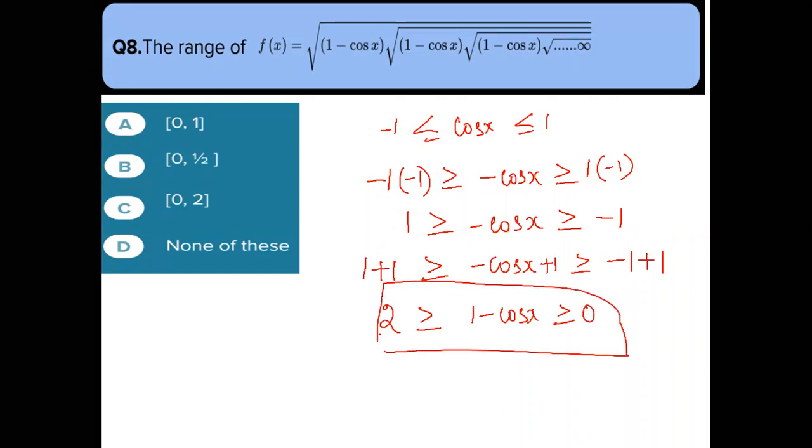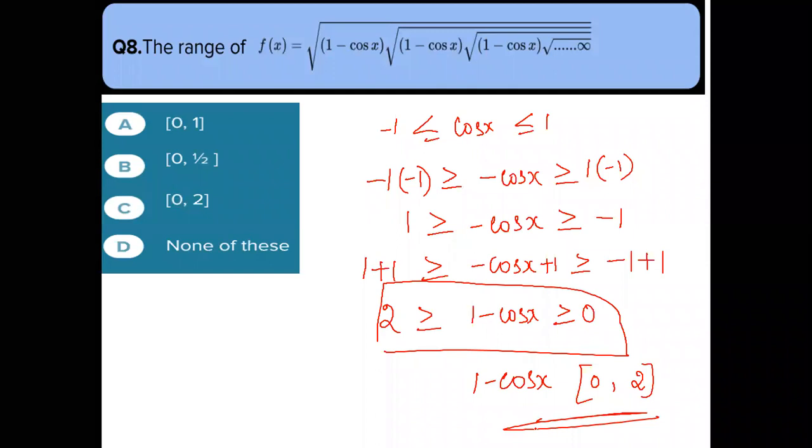So 1 minus cos x in a range, what is the range of 1 minus cos x? It is nothing but the closed interval 0, 2. Option C is the correct answer.